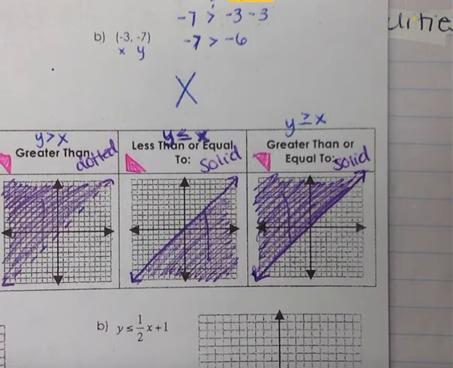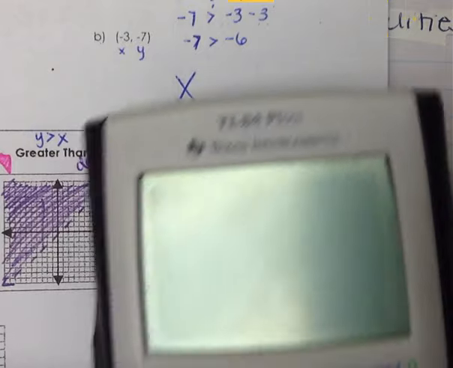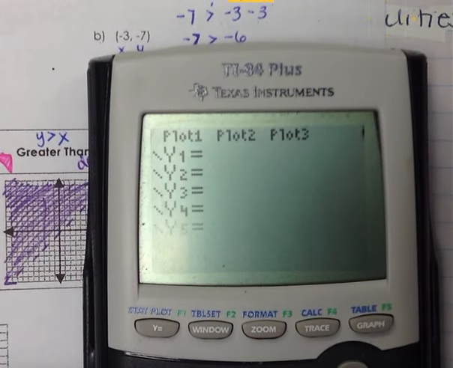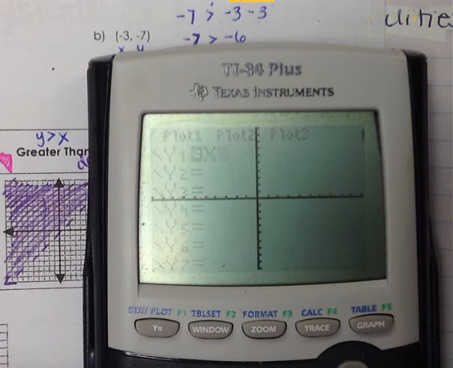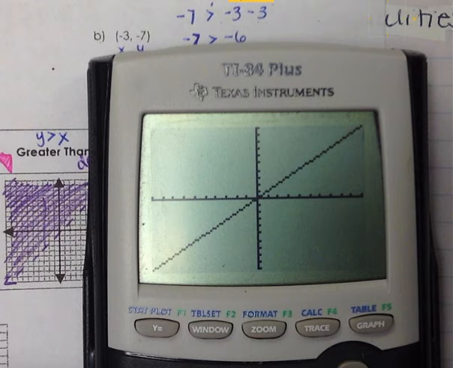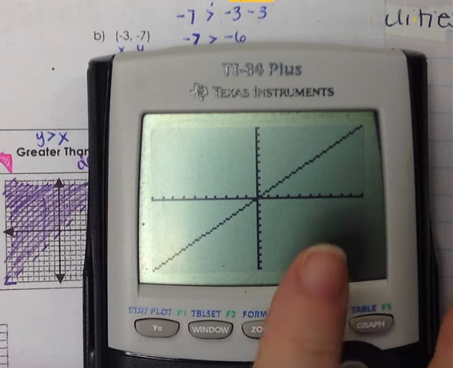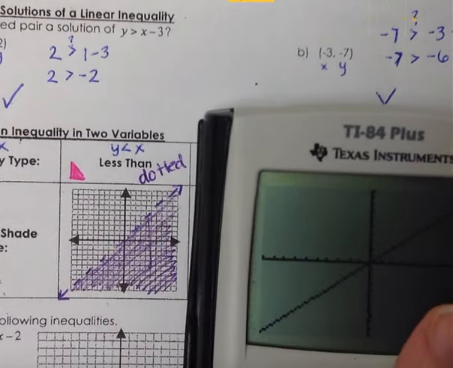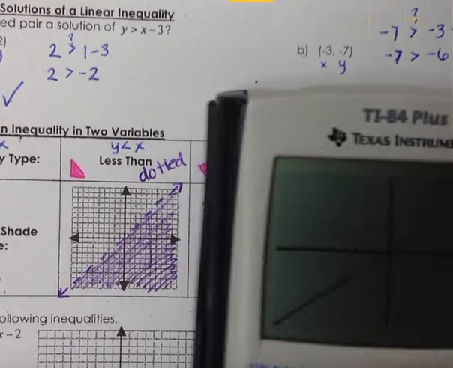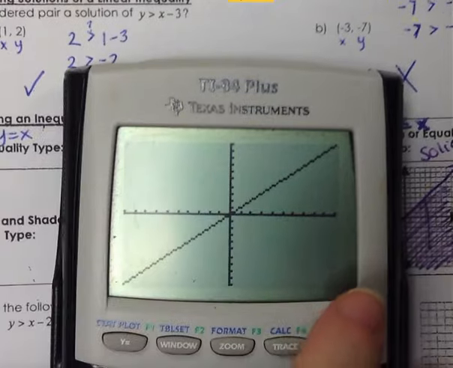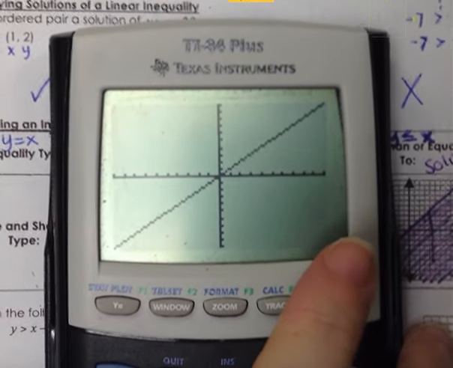And just to show you what this will look like in the calculator, I'll go to my y equals. I'm just going to type in x. Now, this would be y is equal to x, so if I were to graph that, I would have this line. I cannot distinguish between the dotted line and solid line if I'm also going to be doing the shaded. So generally, dotted versus solid is easier to determine than the shading is.